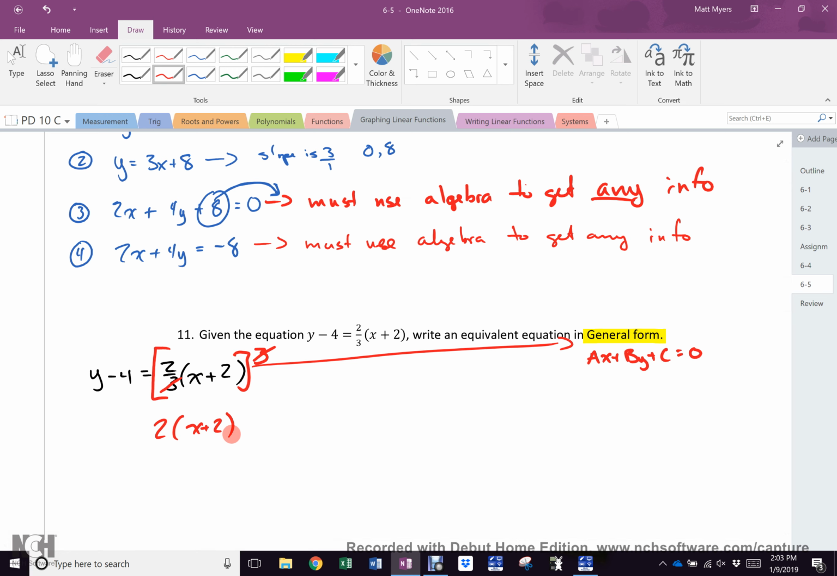You can, but every time I do more than one step in a row, somebody goes, I'm confused. So I'm doing it one step at a time. Yes, Preston. When you times by the 3, doesn't the 3 also times the x plus 2? No.